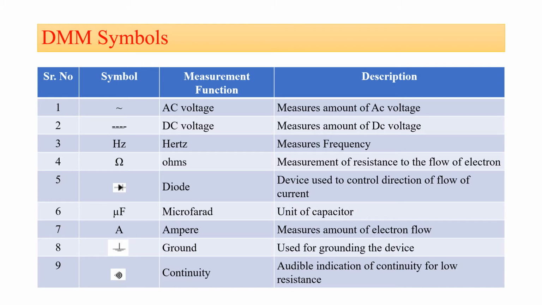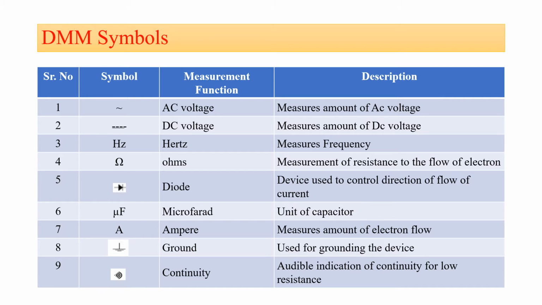Out of which the first symbol indicates our AC voltage, means it measures the AC voltage. Similarly, the second symbol indicates the DC voltage. Means to measure the DC voltage, the position of our selector switch should be at this symbol. Then the third symbol indicates hertz, means if we are measuring the frequency, then the position of our function selector switch should be at hertz. Then the fourth symbol, that is ohm. Ohm means for the measurement of our resistance.